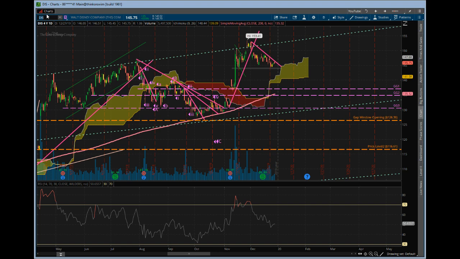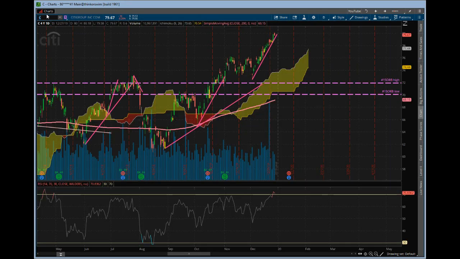Citi, let's take a look. Yeah, so Citi's been pretty good. We liked it the other day off of the double inside day, gave a nice push up. I love the increased volume. It just came down a little bit, but it's still holding this upward trend line.